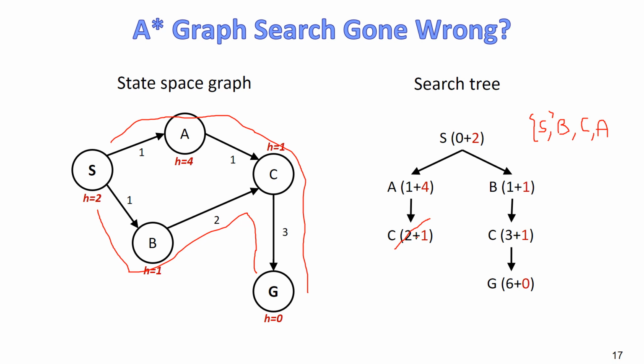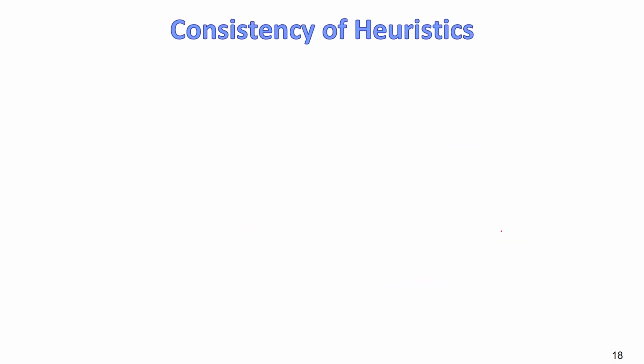It's not guaranteed. So that's why sometimes A star with this condition will avoid this C, and we will avoid, of course, its subtree, which is here, but it might be the case that we reach C first in a suboptimal way, which of course will lead to a suboptimal solution. So in this case, we'll have to find another condition, which is consistency. So the heuristic has to be consistent, and of course we will discuss now what we mean by consistency, for A star graph search to be optimal.